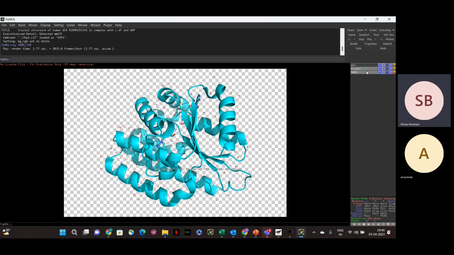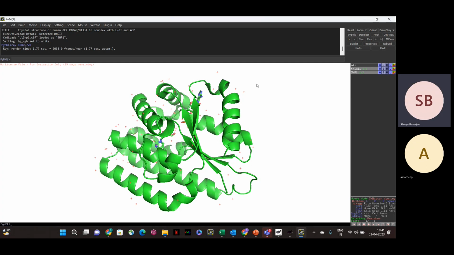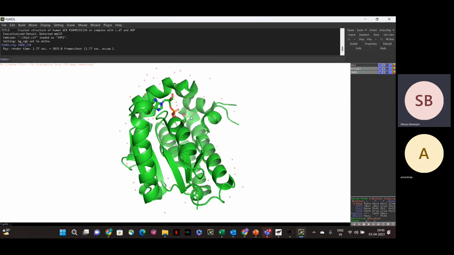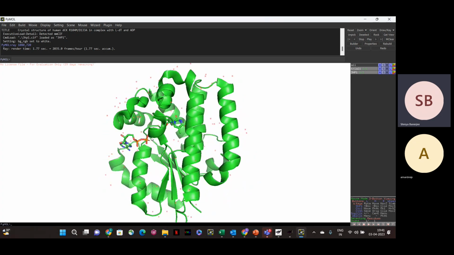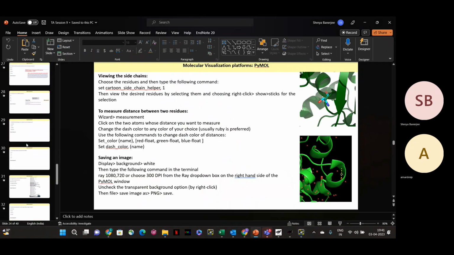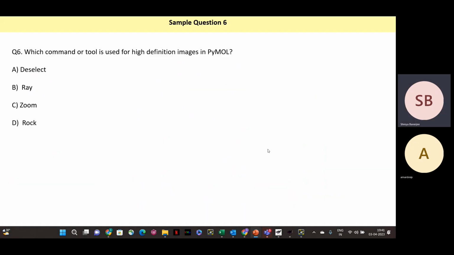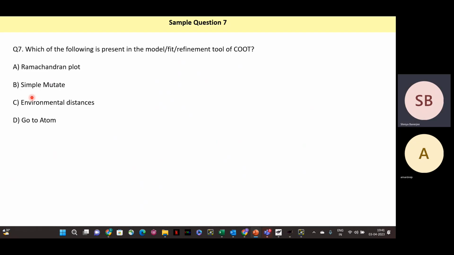As you can see, the image has become more high definition now. It's much clearer. If you rotate it and see, it's much clearer. So the command was ray. So the correct answer for which command or tool is used for high definition images is B, ray. The next question is, which of the following is present in the model fit or refinement tool of Coot?